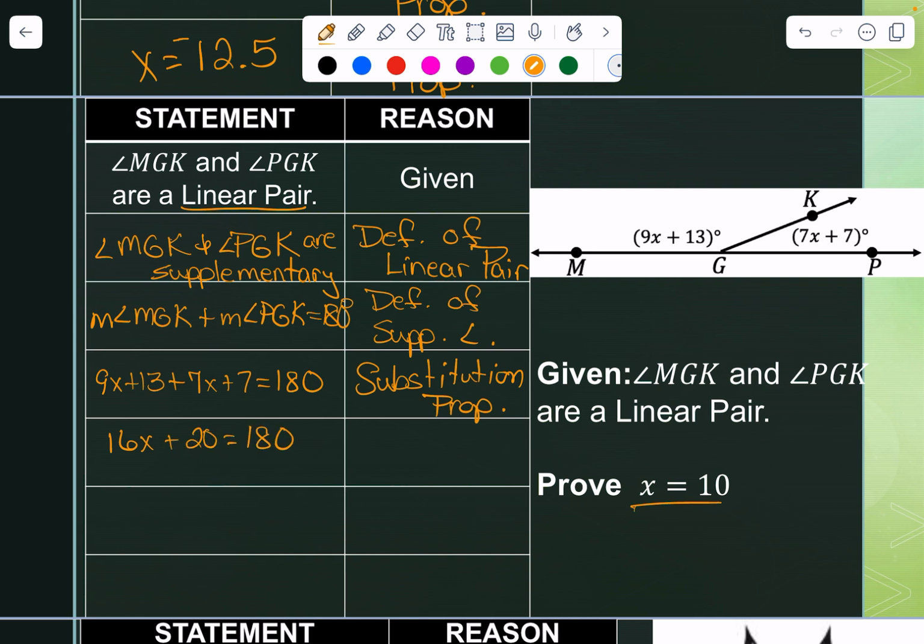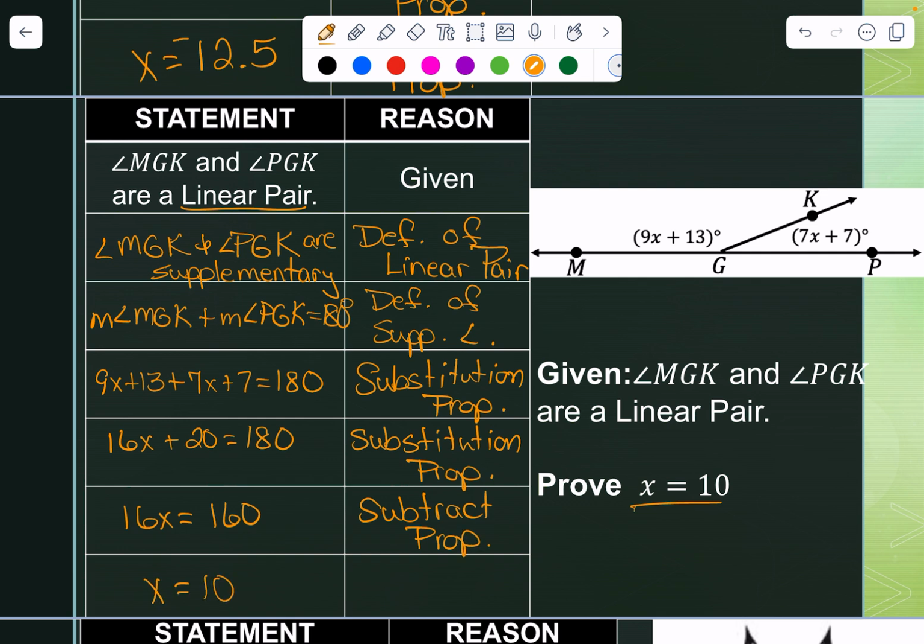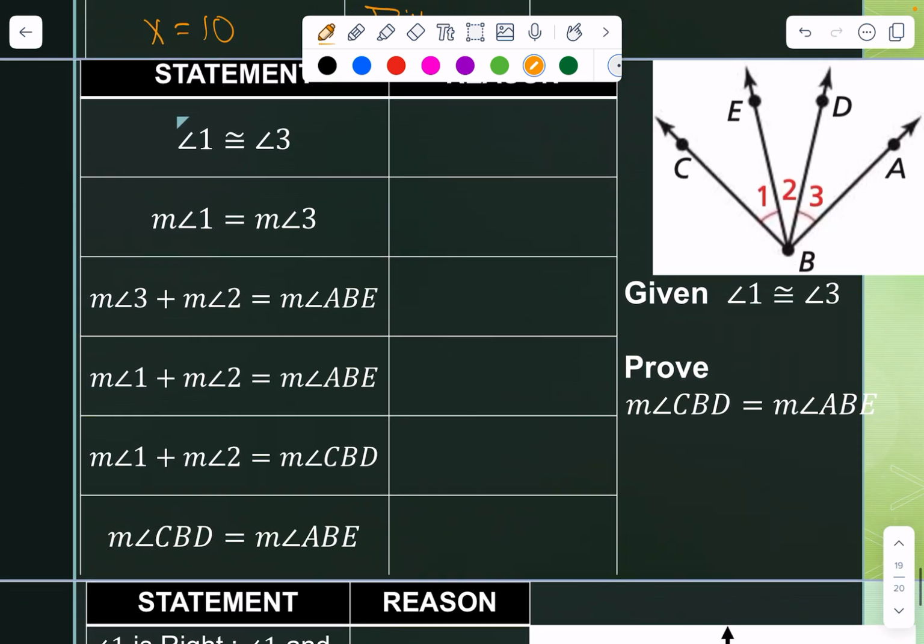Then we would do some combining of like terms. So I get 16x plus 20 equals 180. So you can either do collecting like terms, or I like to write it as a substitution. Either one, though, I will accept. Then we would subtract. So 16x equals 160. And then at this point, we would end up with x equals 10 by dividing.